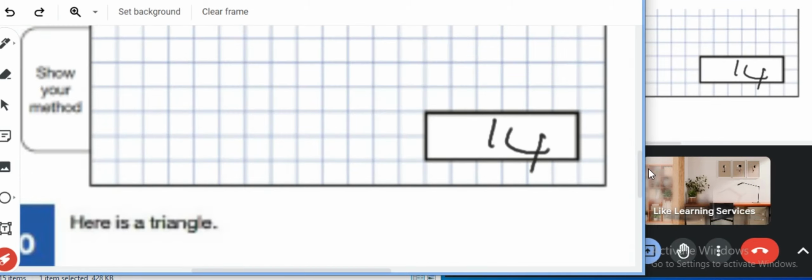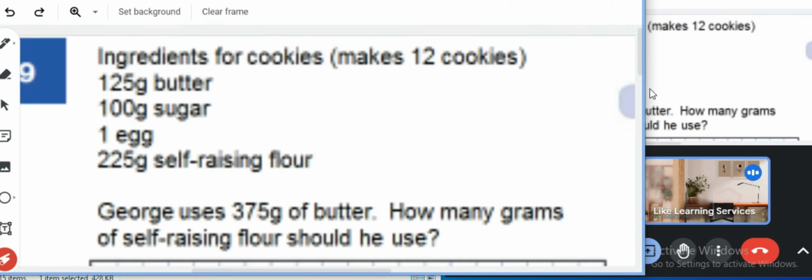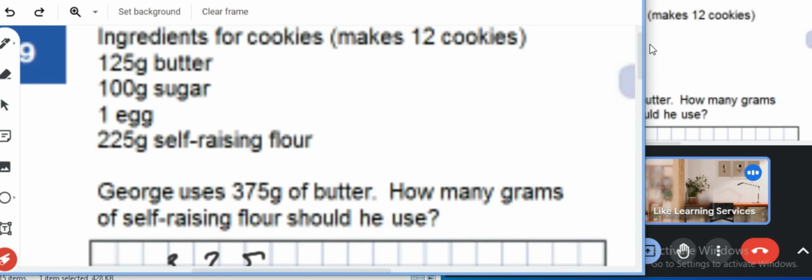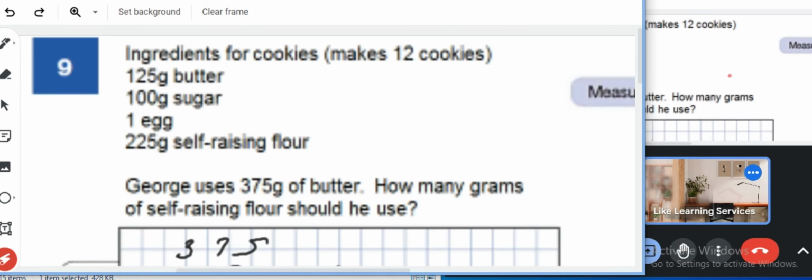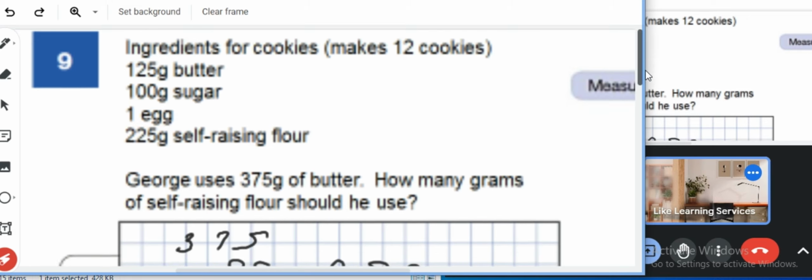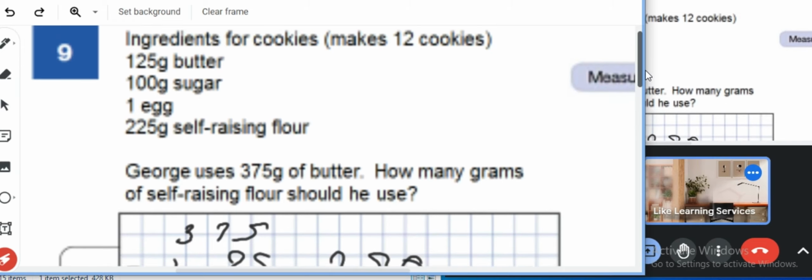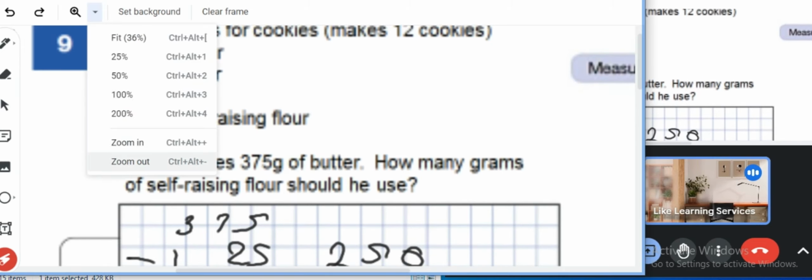Don't have a ruler yet. Okay, some of them you will need to measure stuff. But let's look at this one and see what you needed to do here. Ingredients for cookies. To make 12 cookies, you need 125 grams of butter, 100 grams of sugar, 1 egg. You need 225 grams of self-raising flour. So George uses 375 grams of butter. How many grams of self-raising flour did he use? Let me see what you did. Let me zoom out very well and see what you did.